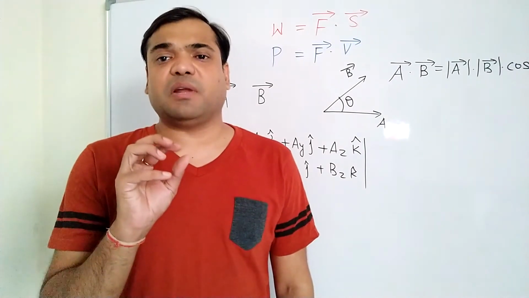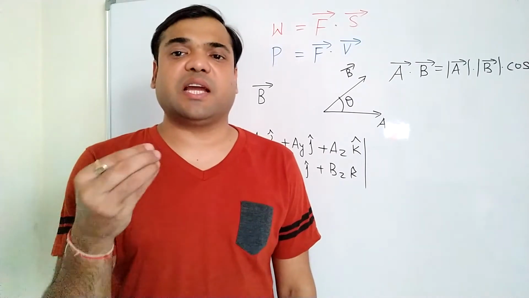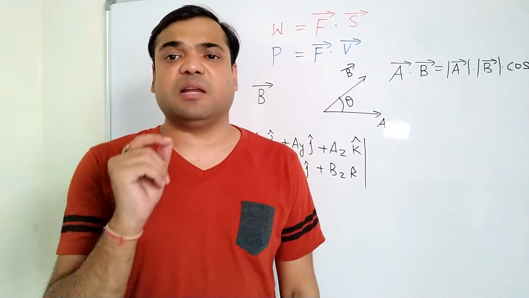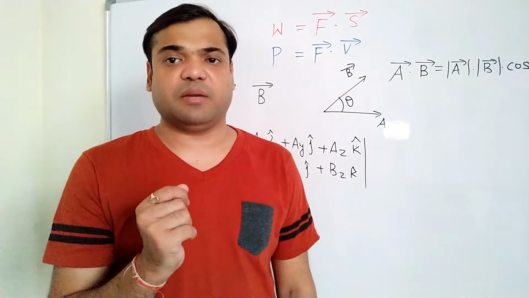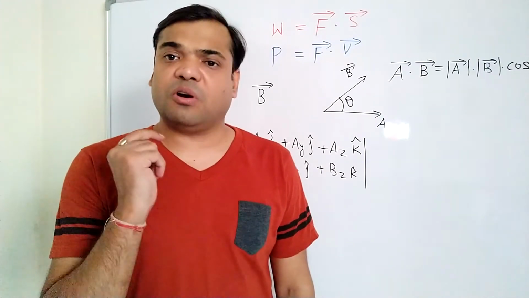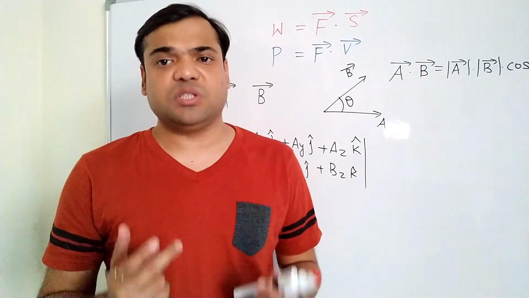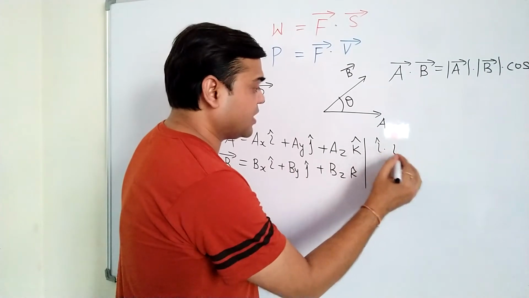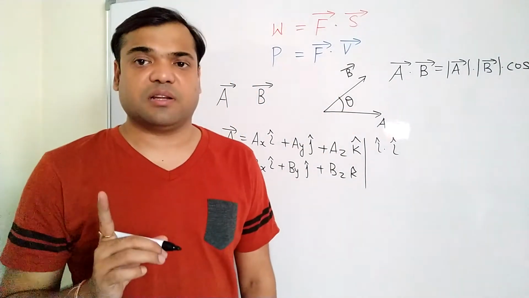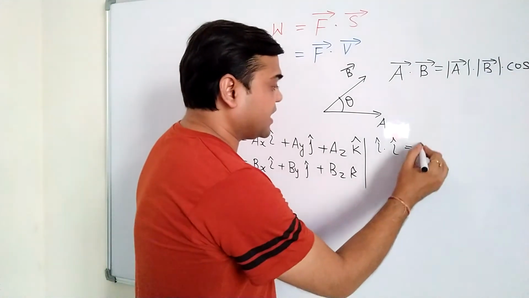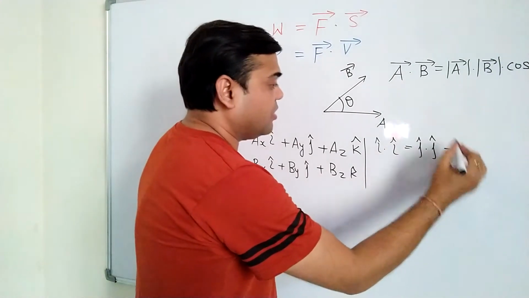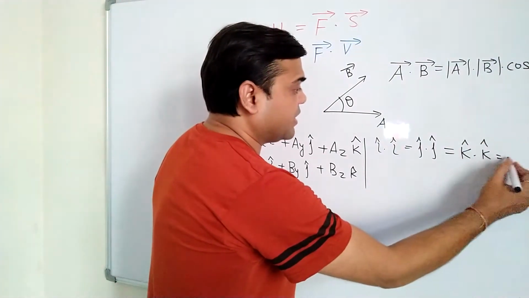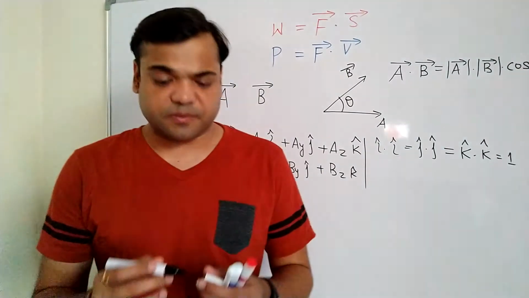Now, when we multiply i cap with i cap, or j cap with j cap, or k cap with k cap, so in all the three cases, angle between the two vectors is equal to 0. So cos 0 will give us 1. So the magnitude of this dot product, that is i dot i, will give us 1. Similarly, value of j cap dot j cap also gives us 1, and k cap dot k cap again will give us a value of 1.